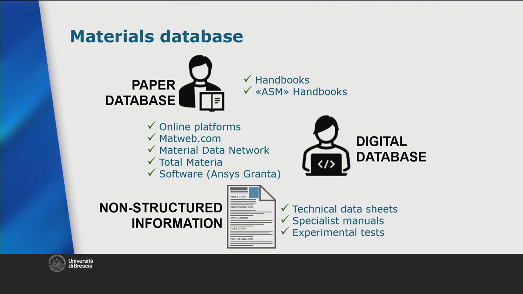When you reach the more advanced stages of the project, with only a few candidates left, you need more in-depth information, technical data sheets, specialized manuals, and data obtained from experimental tests. This information is often unstructured and also requires manual analysis, but it remains essential for making a truly informed choice. Today, those involved in project design and material selection can also rely on specialized software. These contain a wealth of information on materials and manufacturing processes, making the selection process much faster and more effective.